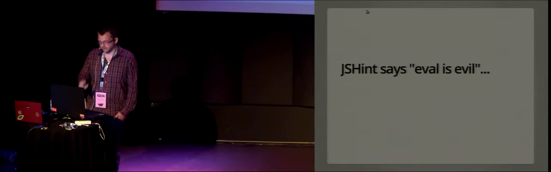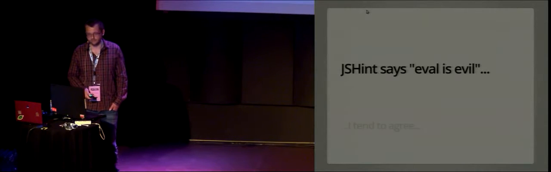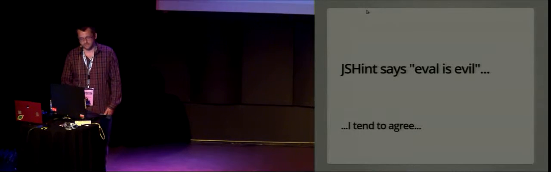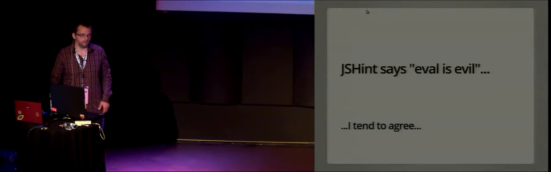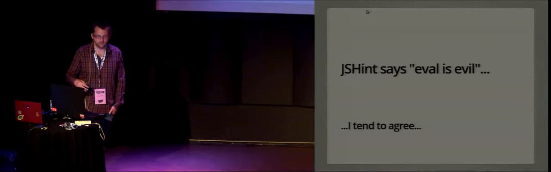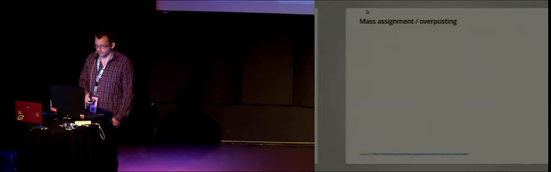The next, just one thing. JSHint says eval is evil, and I tend to agree. So use with caution. It's of course okay to use something where you are in full control of all the data, like in the underscore templates. You have a static template. You're compiling it. That's okay, but don't use it with client-side data.